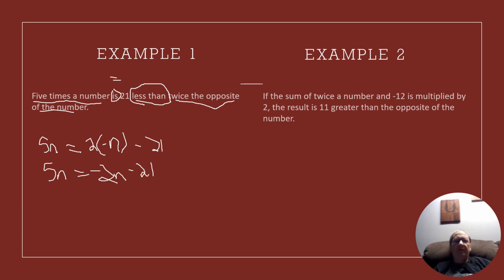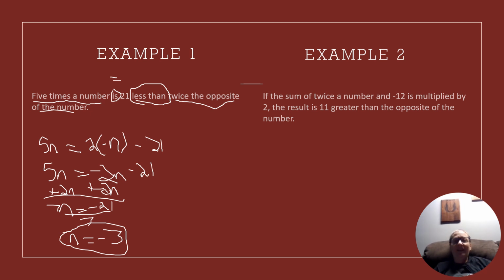Now I'm ready to solve it. So I'm just going to add 2n to both sides, and I get 7n equals negative 21. Divide both sides by 7, and I get n equals negative 3. Unfortunately, you really can't check yourself, because if you didn't translate correctly to begin with, it's not going to matter. So really, it's important that you translate correctly.